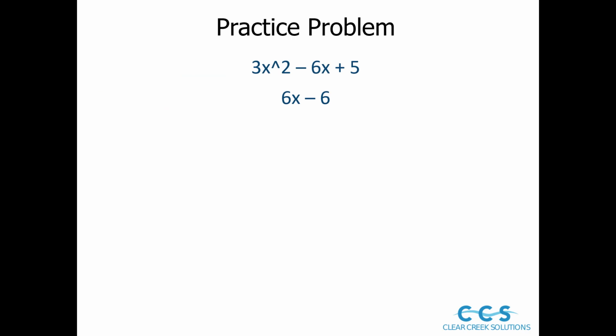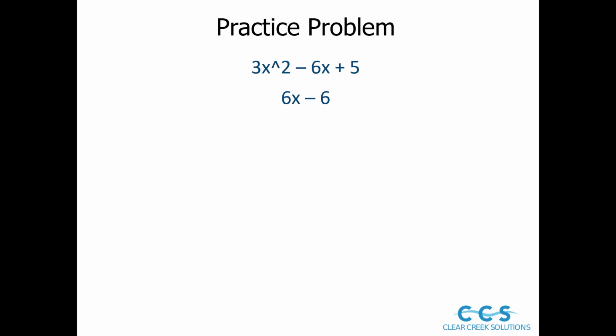Drop the power down and multiply it by the number in front of it. And then subtract that power by 1. And then if you have any numbers without a variable, well, they're just going to completely disappear. So we have 3x squared. We drop the 2 down, multiply it by 3, we get 6. Then subtract the power by 1. And so we're going to have 6x raised to the first power. So we're just going to leave that as 6x.